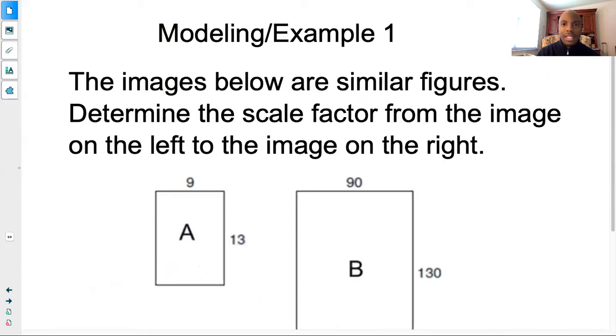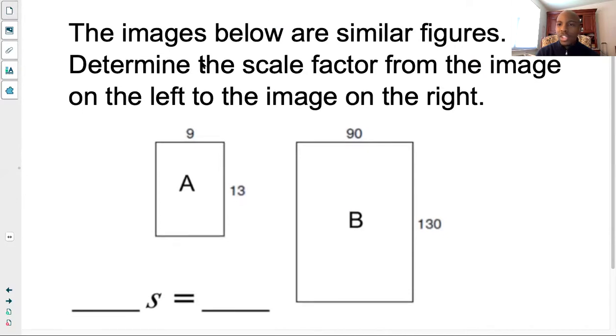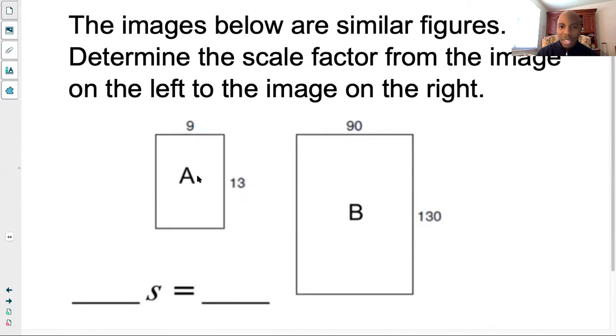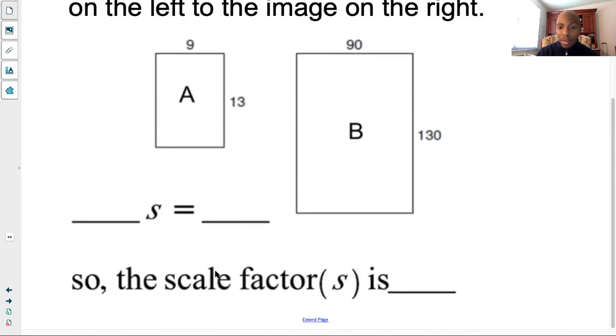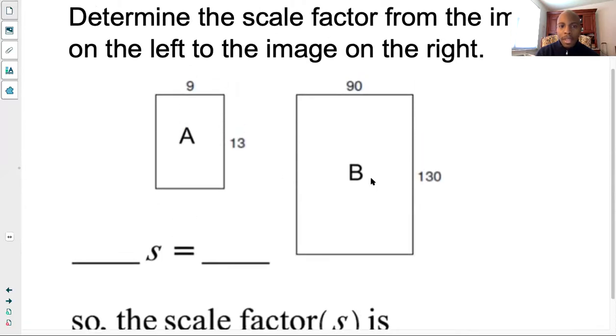The first modeling example that we have here says the images below are similar, right? We need to determine the scale factor from the image on the left to the image on the right. Now, there is a little formula here that I want to walk you through. But let me start off by looking at A and B. If you look at A, we have 9, and it goes to 90. We have 13 and it goes to 130.